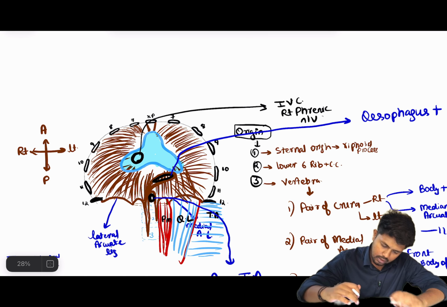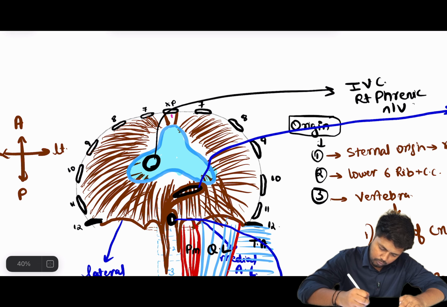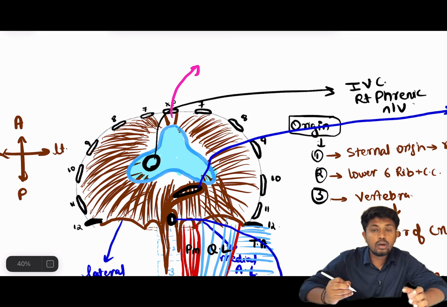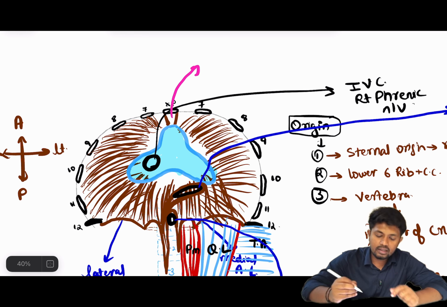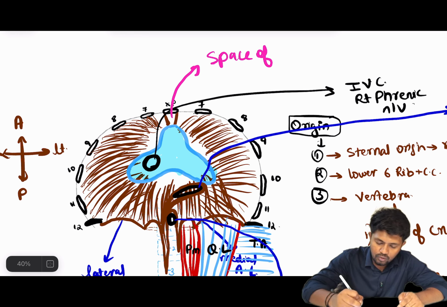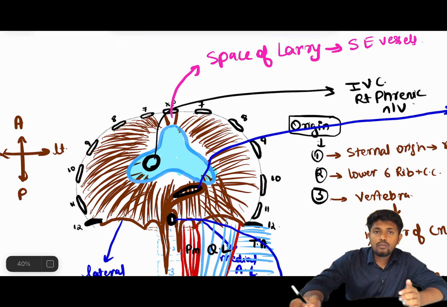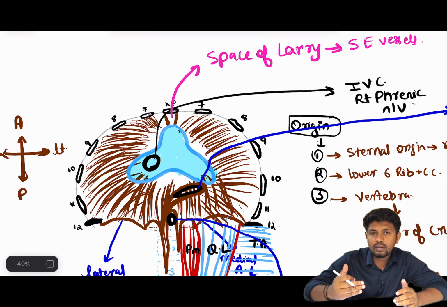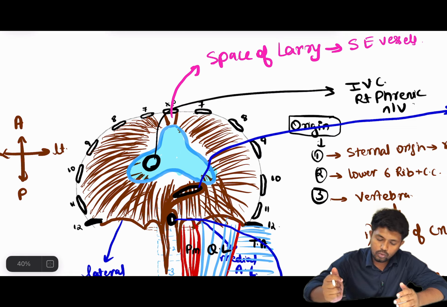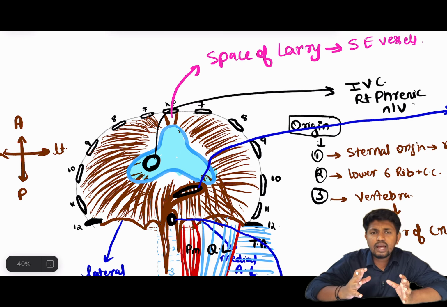For the minor openings, in this diagram, the place where the sternal origin of the diaphragm comes, the space present there is called the space of Larrey. Through this space of Larrey, the superior epigastric vessels coming from the internal thoracic artery will travel. This space is present between the posterior surface of the xiphoid process and the sternal origin of the diaphragm. So this space is called the space of Larrey. When this space is enlarged, it is called the foramen of Morgagni, which we'll see in the diaphragmatic hernia.